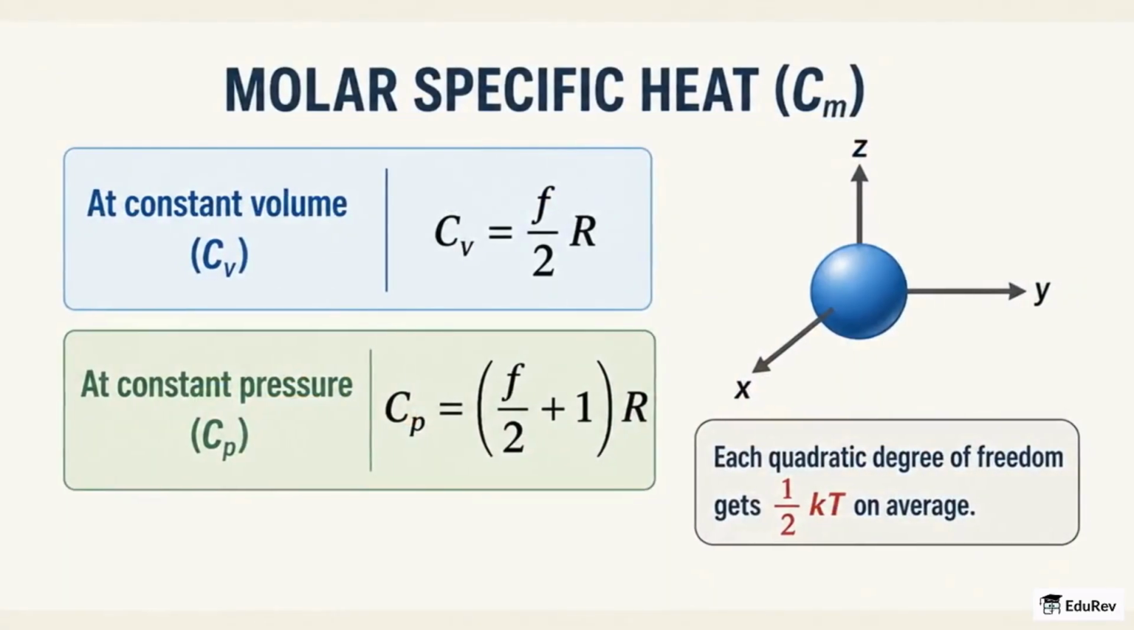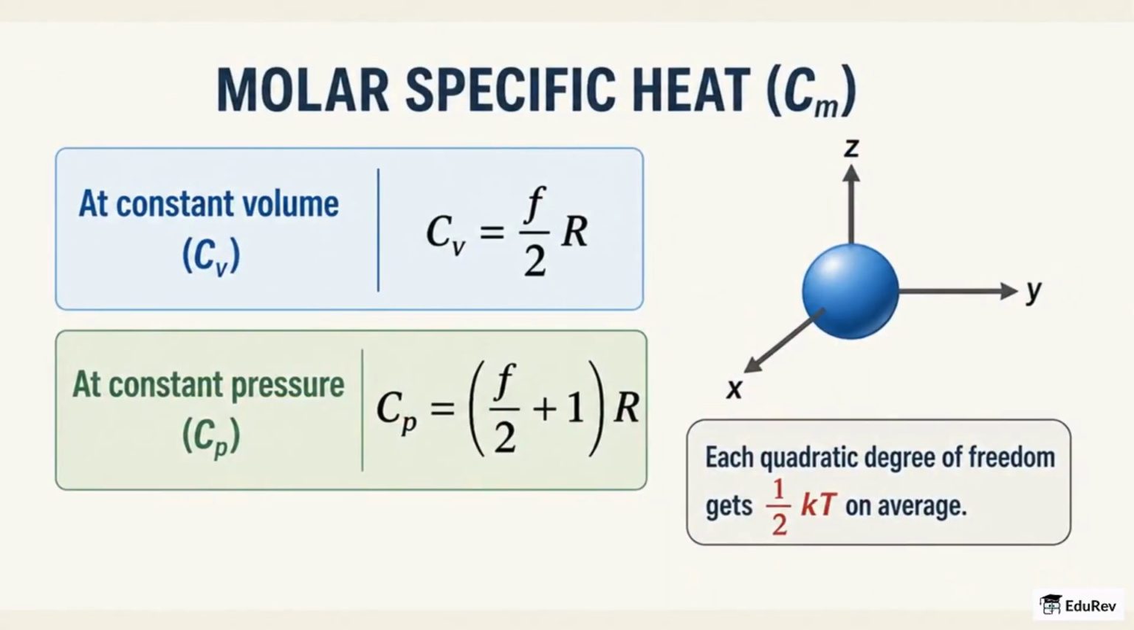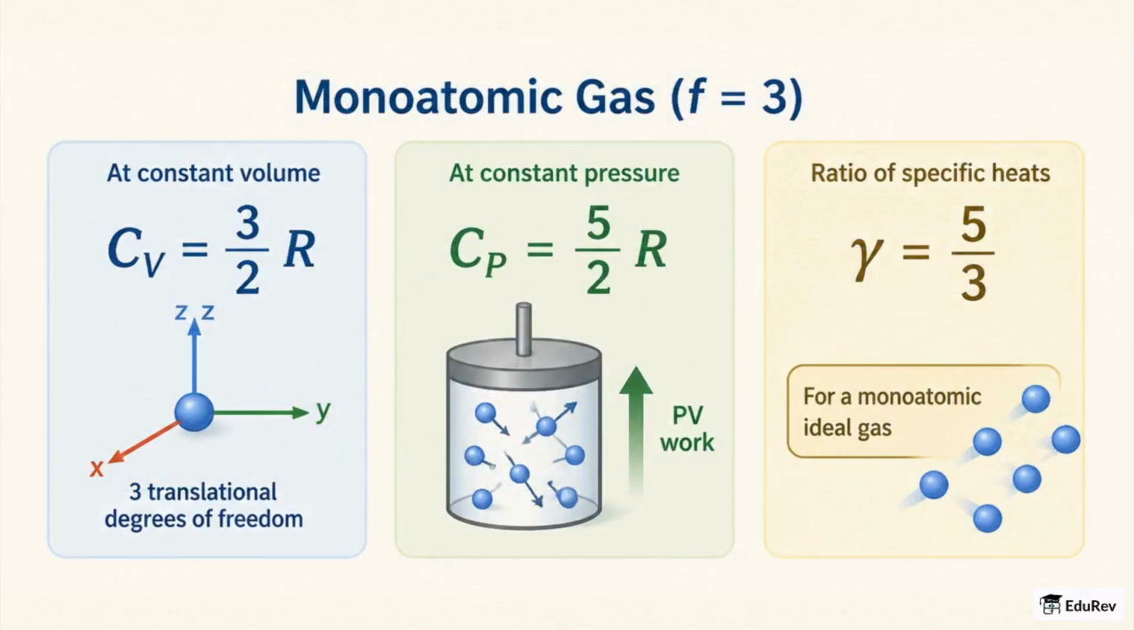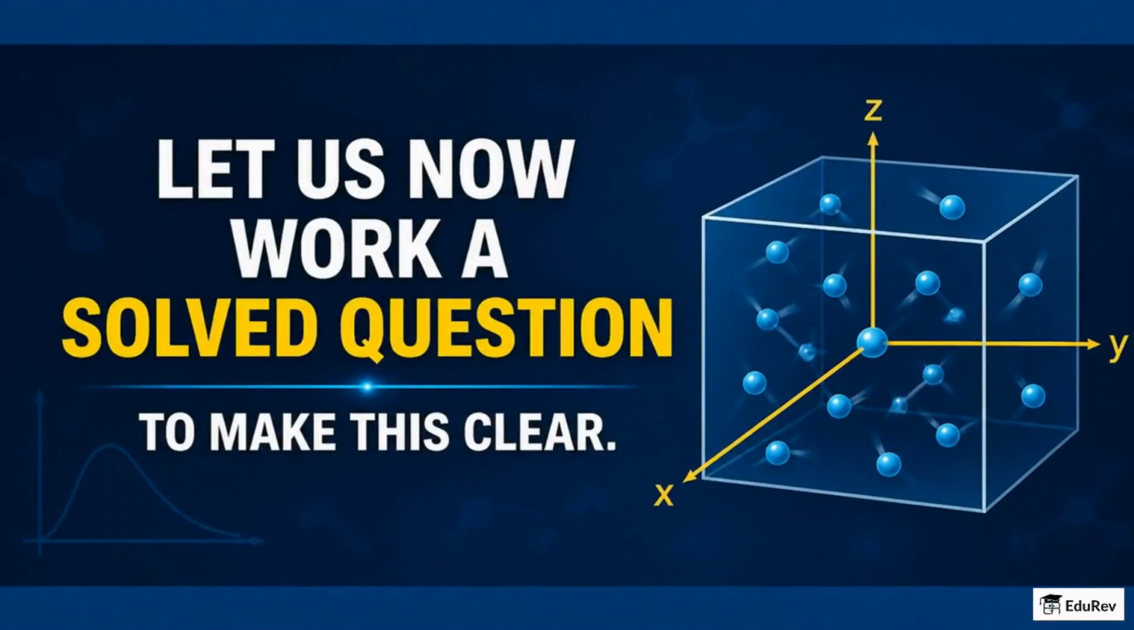From this we get molar specific heat at constant volume equals F divided by 2 multiplied by R, and at constant pressure equals quantity F divided by 2 plus 1 times R. This leads to simple values. For a monoatomic gas, Cv equals 3 divided by 2 R and Cp equals 5 divided by 2 R, so gamma equals 5 divided by 3. Let us now work a solved example.